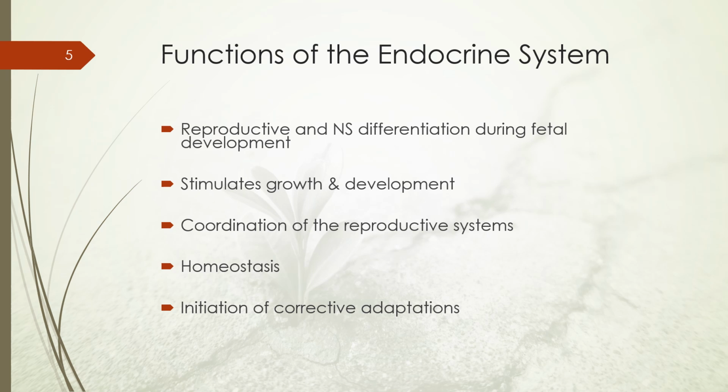Functions of the endocrine system include differentiation of the reproductive system and the central nervous system of the developing fetus, stimulation of sequential growth and development during childhood and adolescence, coordination of male and female reproductive systems, maintenance of optimal internal environment throughout the lifespan, and initiation of corrective and adaptive responses when emergency demands occur.